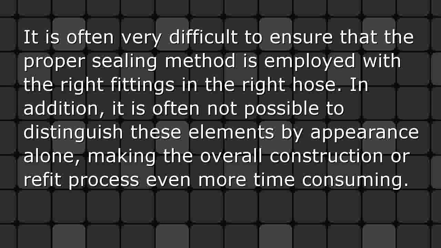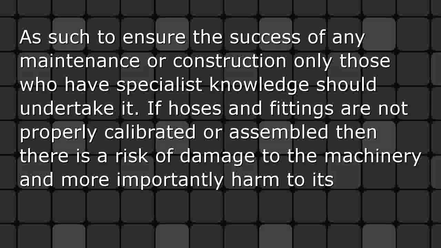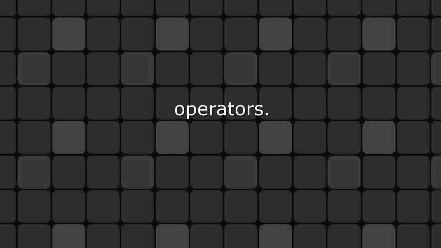It is often very difficult to ensure that the proper sealing method is employed with the right fittings and the right hose. In addition, it is often not possible to distinguish these elements by appearance alone, making the overall construction or refit process even more time-consuming. As such, to ensure the success of any maintenance or construction, only those who have specialist knowledge should undertake it. If hoses and fittings are not properly calibrated or assembled, then there is a risk of damage to the machinery and, more importantly, harm to its operators.